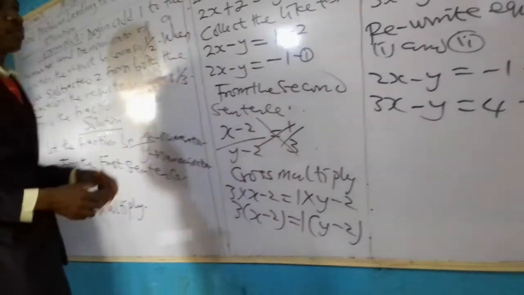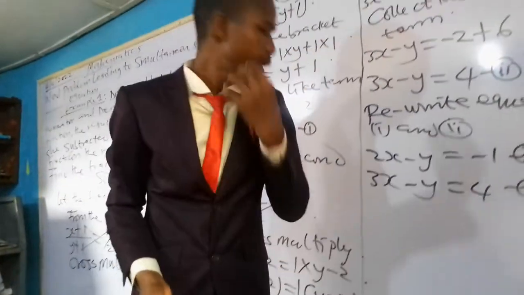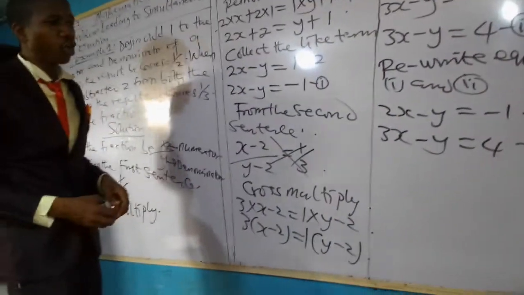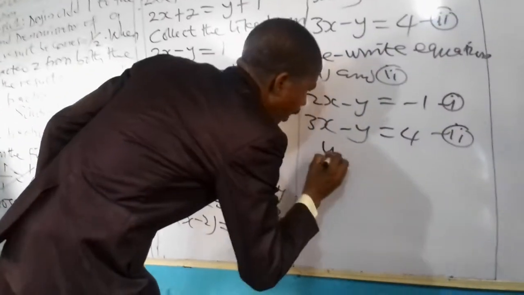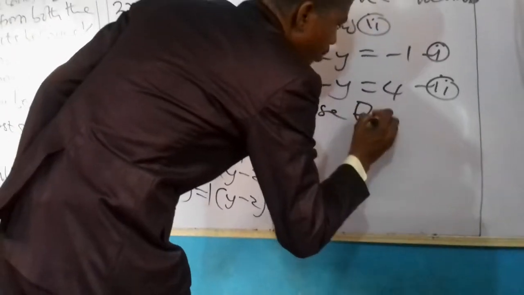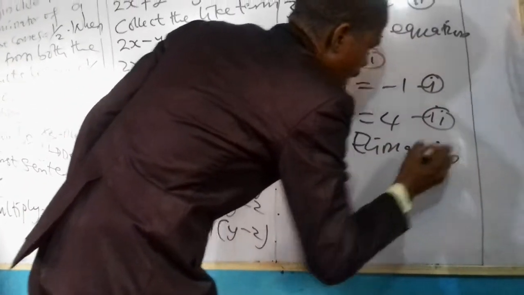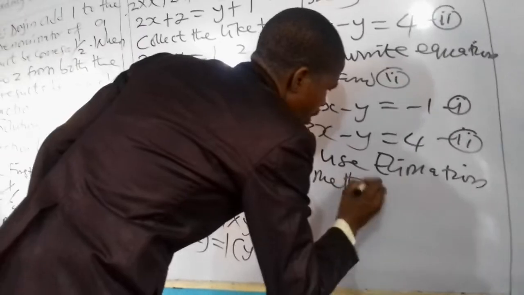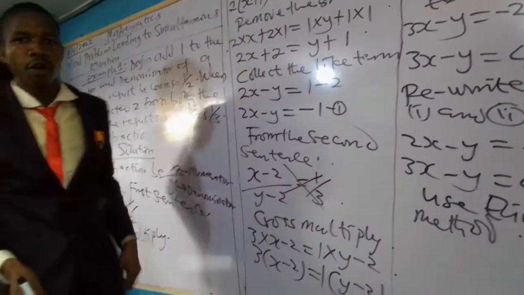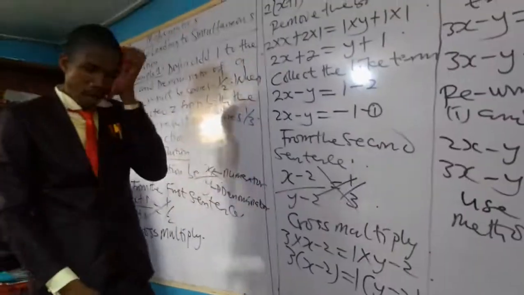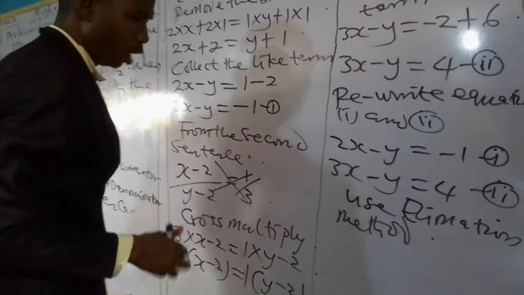I told you we have 4 methods of solving simultaneous equations. The method we want to use now is called the elimination method. That means we subtract equation 2 from equation 1.